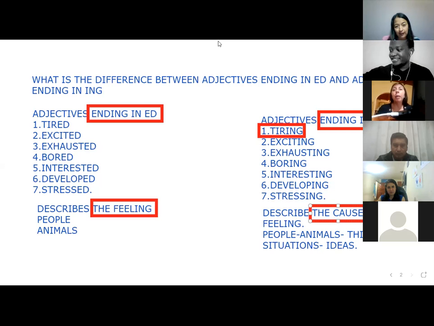Okay. Veronica, we have two types of adjectives. The adjectives ending in ed, you use ed when you are describing feelings, but you can describe the feelings of people and animals, no more. And when you have adjectives ending in ing, it's different because you are describing the cause of the feeling. And it can be for people, animals, things, situations, or ideas. Do you understand, Veronica?